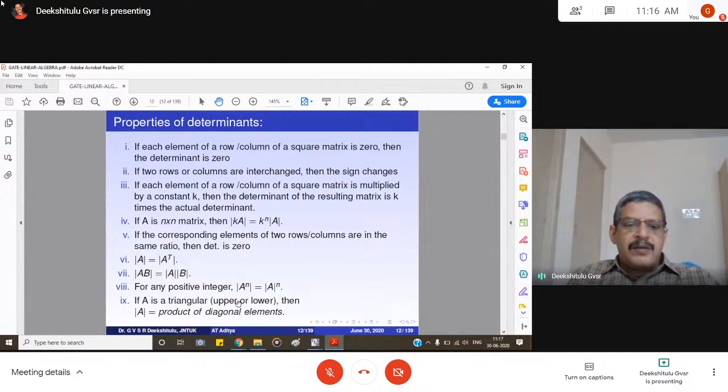If A is a triangular matrix, upper or lower triangular, then the determinant of A is equal to the product of the diagonal elements. I think in the 2018 or 19 GATE paper, this question was asked with a matrix A given to you, and then asking for the eigenvalues and the determinant of the matrix.